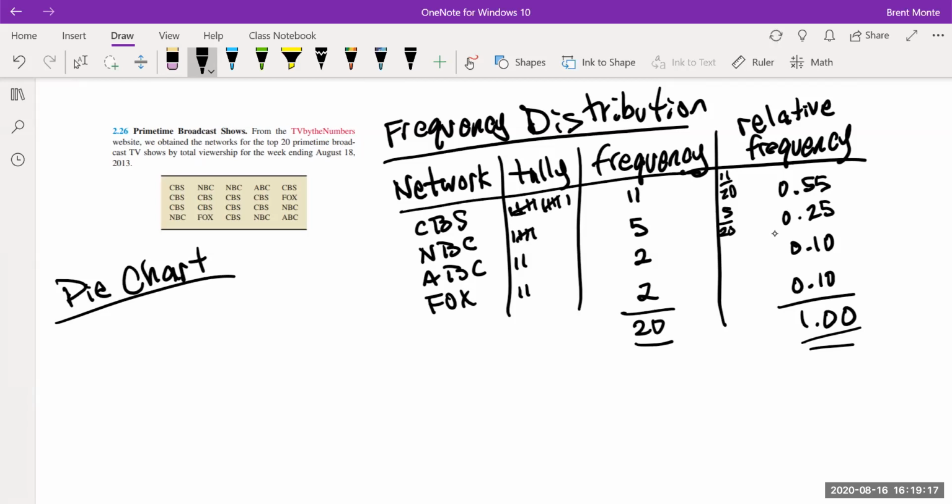We don't need to do these by hand. The computer's always going to do these for us. But I wanted to just show you, hey, we can do this by hand. What does this look like? Okay, so let's go ahead and do that. We're going to get a pie chart. And 55% of it is CBS, so that's a little more than half. So if I went straight across, and I kept going straight across, it'd be 50%. It's a little more than that.